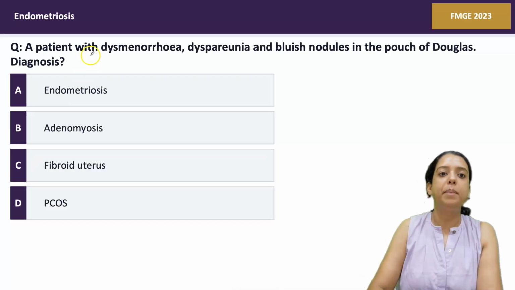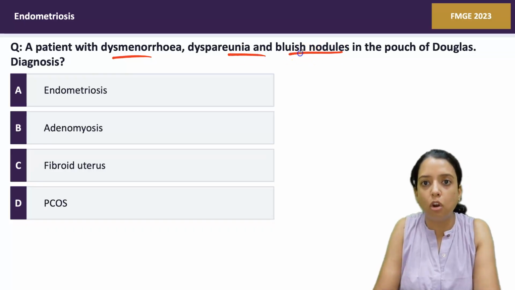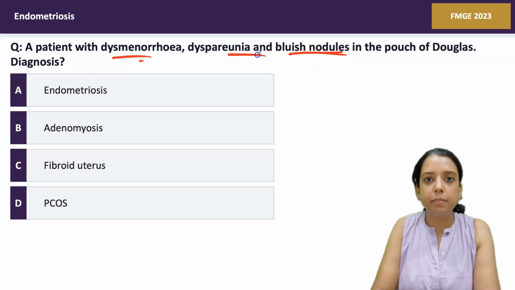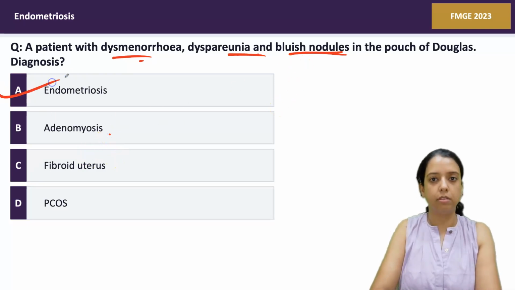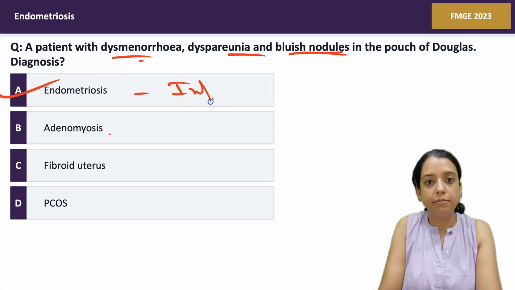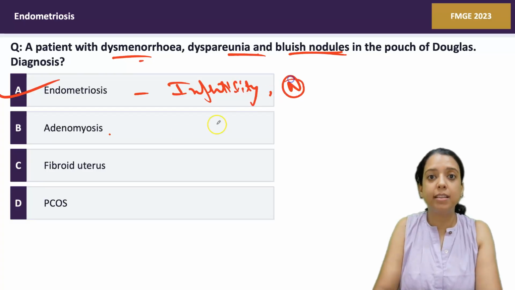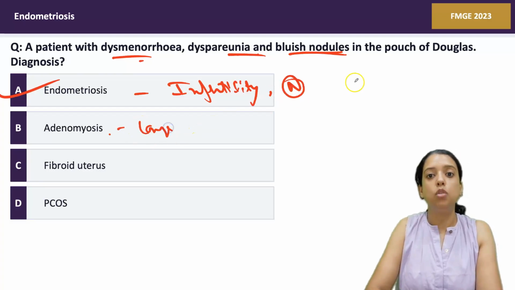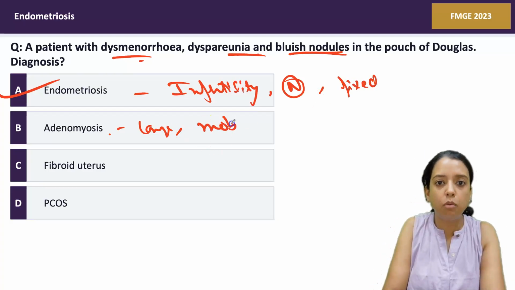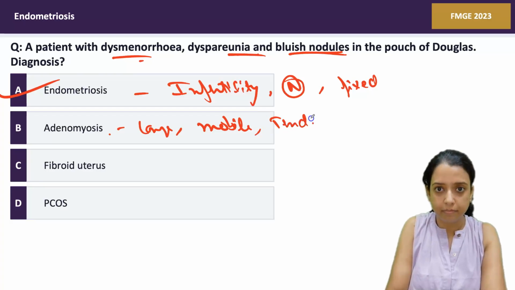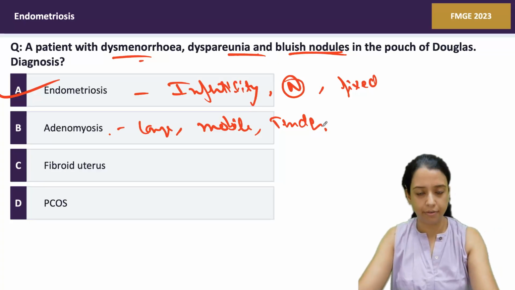Endometriosis. A patient with dysmenorrhea, dyspareunia. When this and this is present, and you can see a nodule. Dysmenorrhea and dyspareunia can be because of adenomyosis, but when you see a nodule, it is endometriosis. What else might the question write? Infertility is there in endometriosis. Uterus is normal in size. Uterus here is large. Uterus is fixed, it is not mobile. Here it is very soft and mobile and tender. They both present similarly, but the examination finding is different.